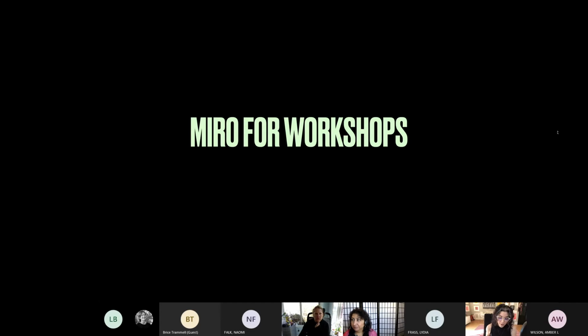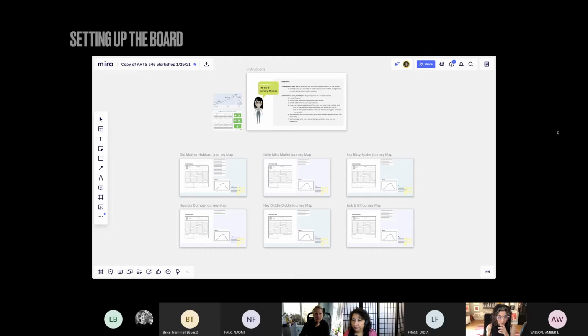So some best practices that I'll go over. We'll start by talking about setting up the board. It's going to be important to see what this tool can do. I love using Miro for workshops, but there are a couple of different ways that you might go about setting up a workshop when working with visual ideas or communication.